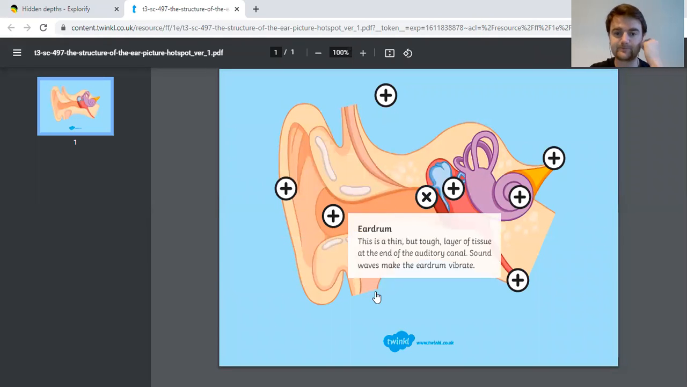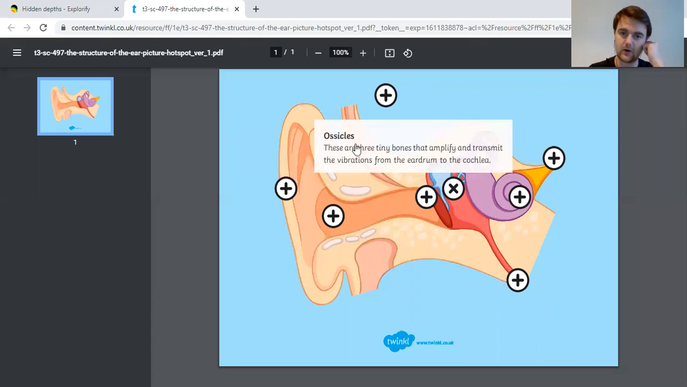So eardrum. This is a thin but tough layer of tissue at the end of the auditory canal. Sound waves make the eardrum vibrate. And the reason that this is called an eardrum is because if you actually look at the drums that we've got in school and things, they've got skin spread really tightly, which is why they vibrate. So it's very similar to what our eardrums are.